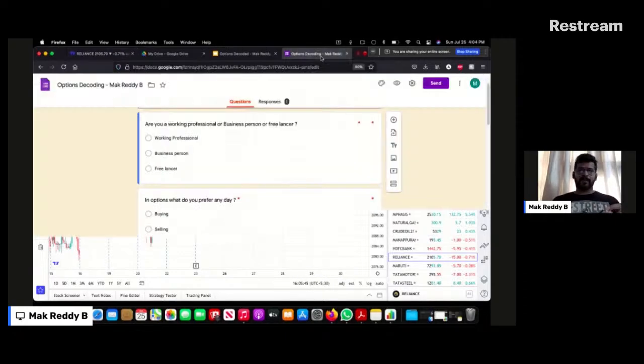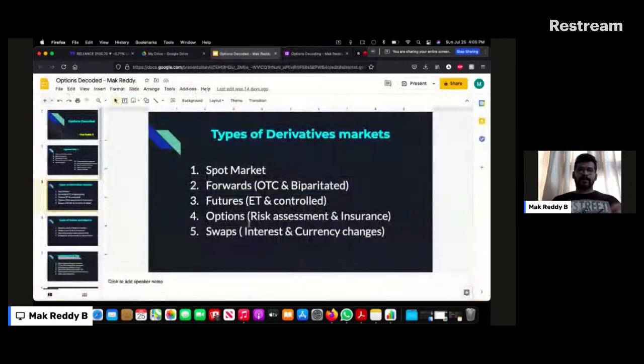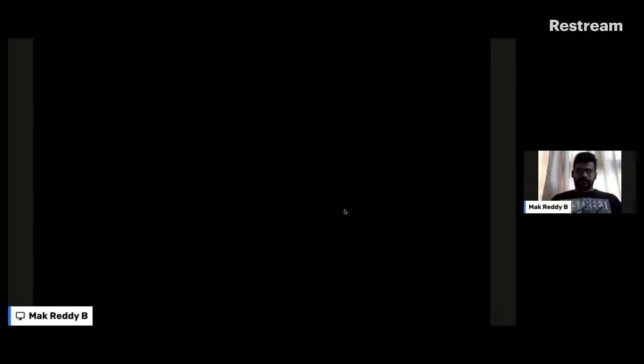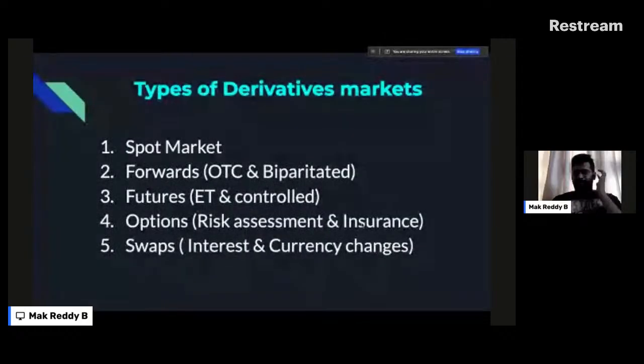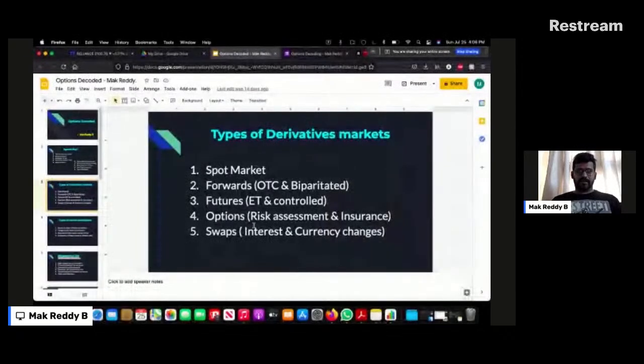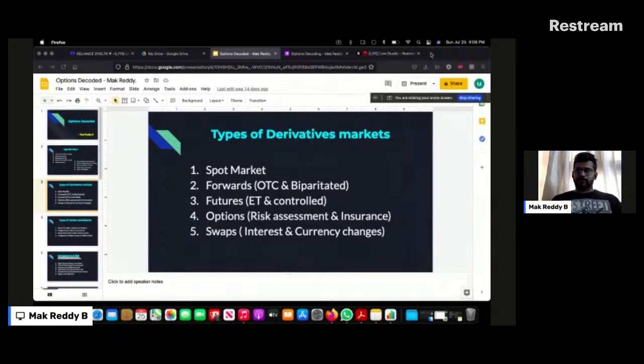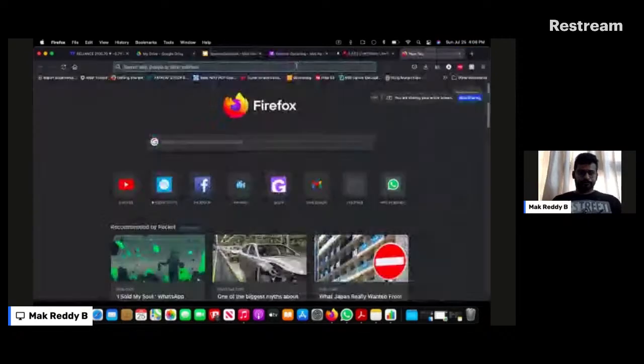Okay. So that's what futures are, and let's go to the main topic of our session, which is basically options. Options are one of the instruments which are very actively traded in India. So let me take you to the options board.